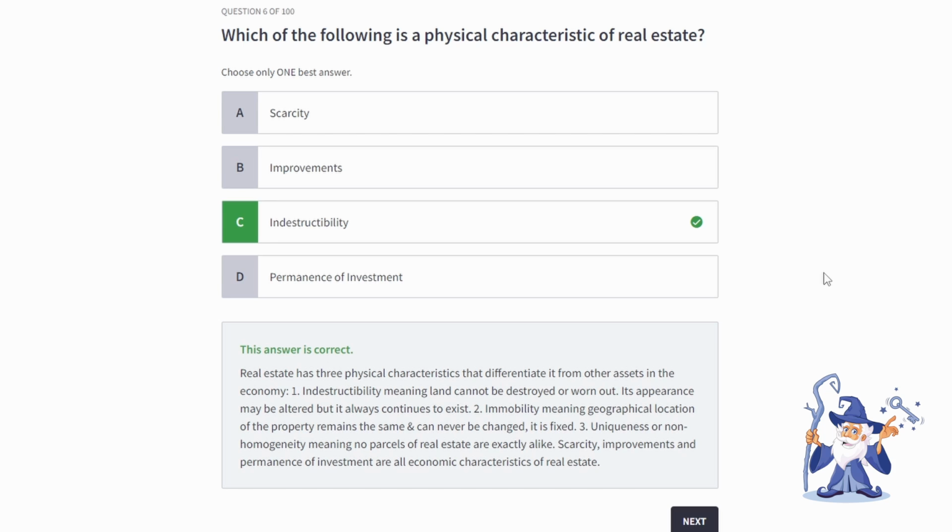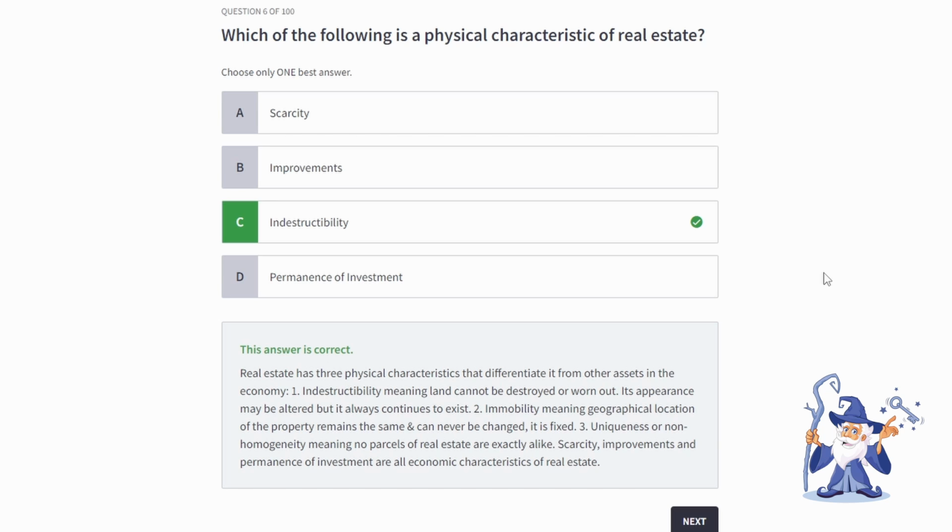So obviously real estate has three physical characteristics that are different than other assets in the economy. One, indestructibility, obviously meaning that land cannot be destroyed or worn out. Its appearance may be altered, which again, that's kind of what we were talking about earlier, but it's always going to continue to exist. Two, immobility, meaning geographic location of a property remains the same and it can't be changed. It's fixed. And then three, uniqueness or non-homogeneity, meaning no parcels of real estate are exactly alike.